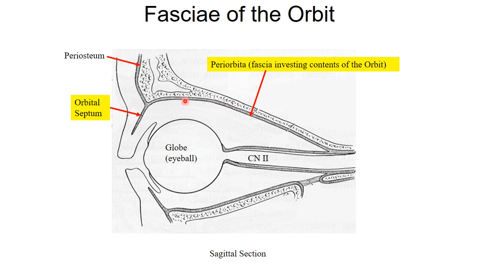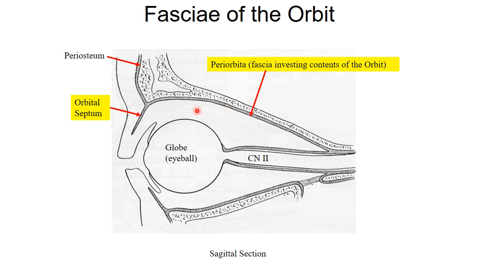Now, the space around the orbit right here, the walls are lined with a connective tissue called periorbita, which is basically just fascia investing the contents of the orbit. It's actually a continuation of the dura mater, closely related to dura mater. And then right here in the upper eyelid, there's a vertical sheet of connective tissue that enters the eyelid right here called the orbital septum. And that's continuous with this periorbita. So in the cadaver, this appears to be a dense, thick connective tissue.